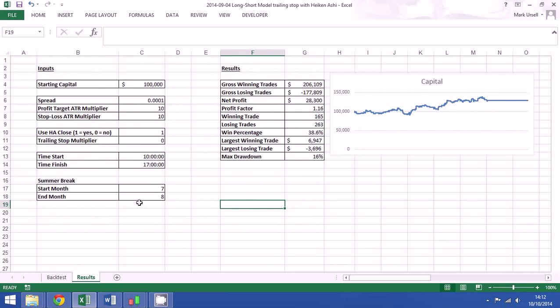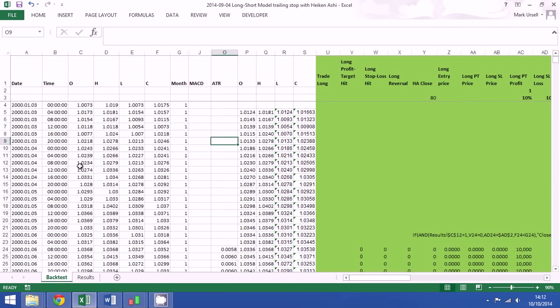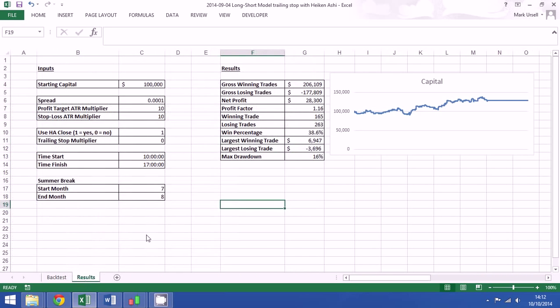On here I've got the results page, and you can see that over a period of time, this is quite a long period of time, this is from 2000 and going all the way through to 2014, towards the end of 2014, where we are now. And you can see on the left here the inputs that I've used for the strategy, and on the right a table of results and a chart showing the capital as it changes over time.